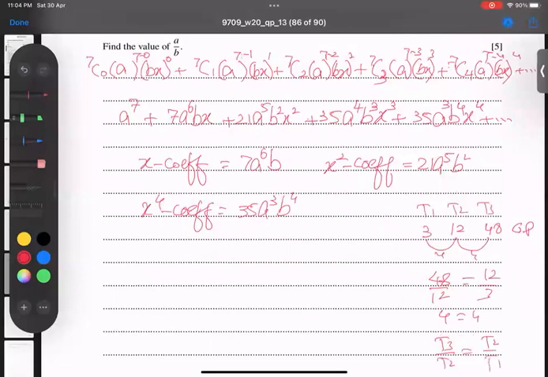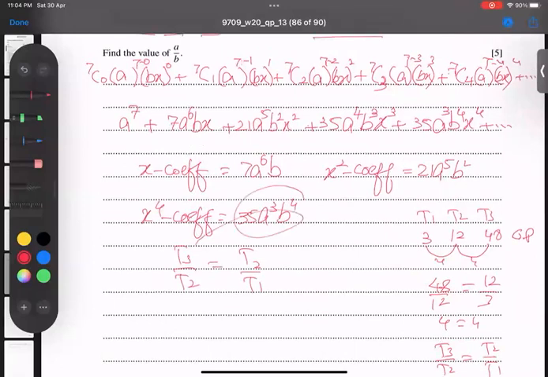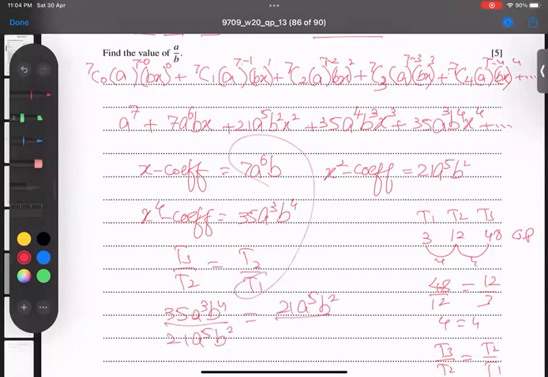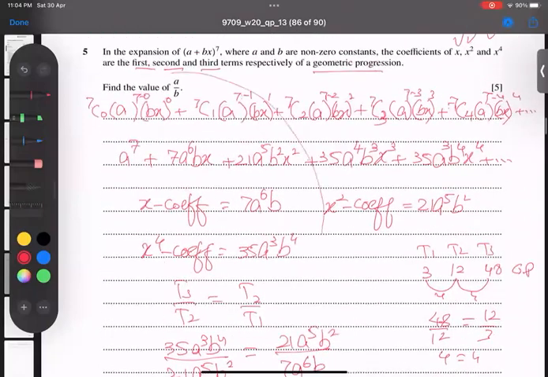Same basic criteria here. So I'm going to discuss here. Where is the third term? This is the third term. Okay, I'm writing here T3 by T2 is equal to T2 by T1. So let's try. T3 is this one, I'm going to copy it here. So 35a to power 3b to power 4 divided by the second term, this 21a to power 5b to power 2. Same second term here, 21a to power 5b to power 2, and the first term is this, so I'm writing 7a to power 6b. Now, what is my target? To get a by b.